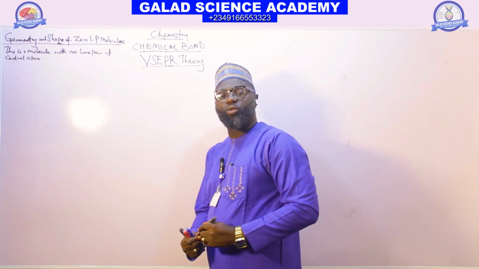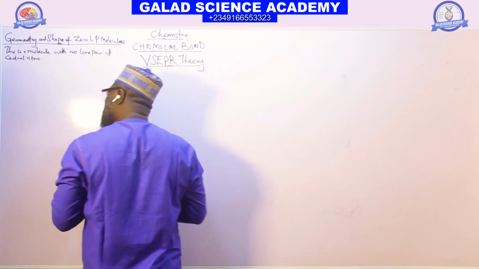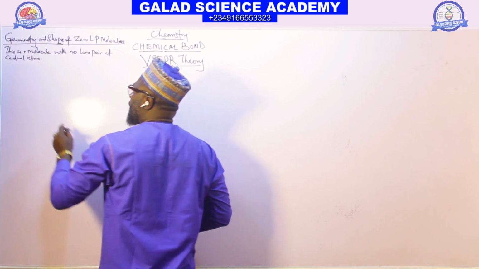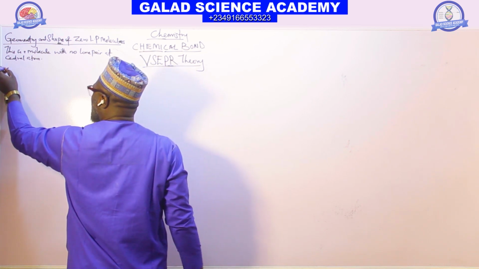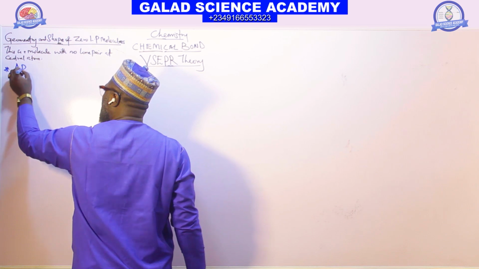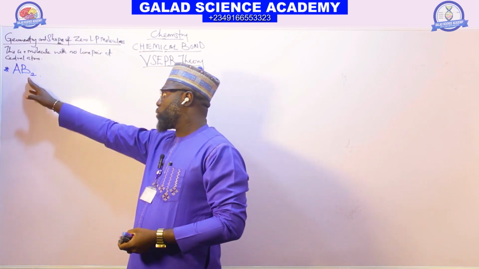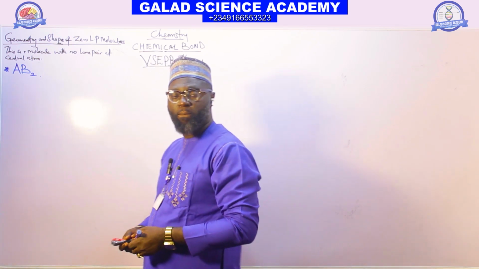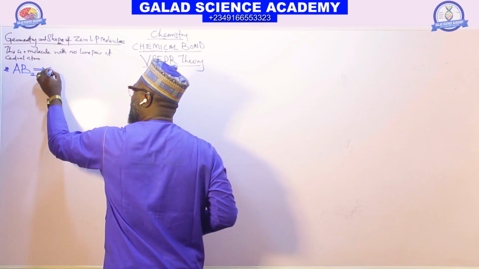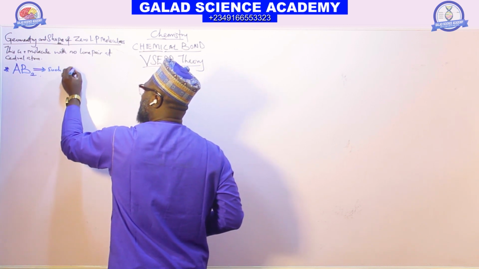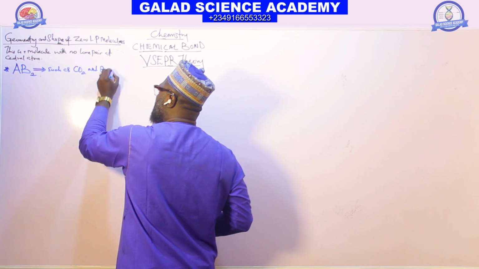So now let us look at all the molecules that have an AB2 formula. Examples of this kind of molecule are CO2 and BeCl2.